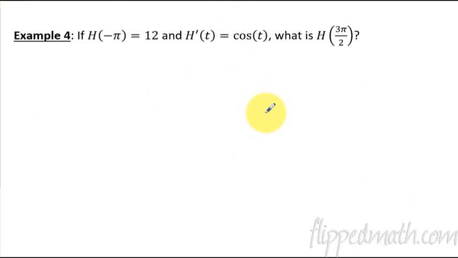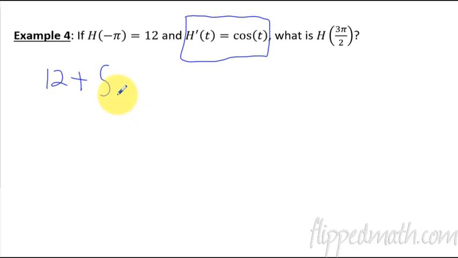All right, last example. This situation is kind of similar to what we've already done. When you have a derivative function, and they want to know what is h of something, the original function, all you need to know is one other point of the function. So if we have h of negative pi, and we know it equals 12, then what we can do is we say 12 plus, it's just like the example from number 2. We're going to start off at 12, and we're going to add how much it changes between negative pi and 3 pi over 2.